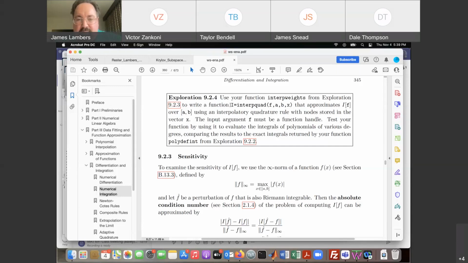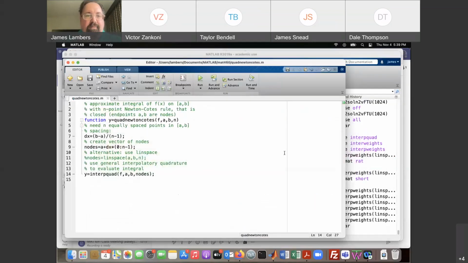Okay. Now, I'm not going to show you this function because it's assigned for homework. I don't want to give that away, but I am going to use it for implementing a general Newton-Cotes rule. The only thing that the Newton-Cotes part is adding is that the nodes must be equally spaced. So here I have the code for quad Newtoncotes. Okay, so this was exploration 9.2.4.